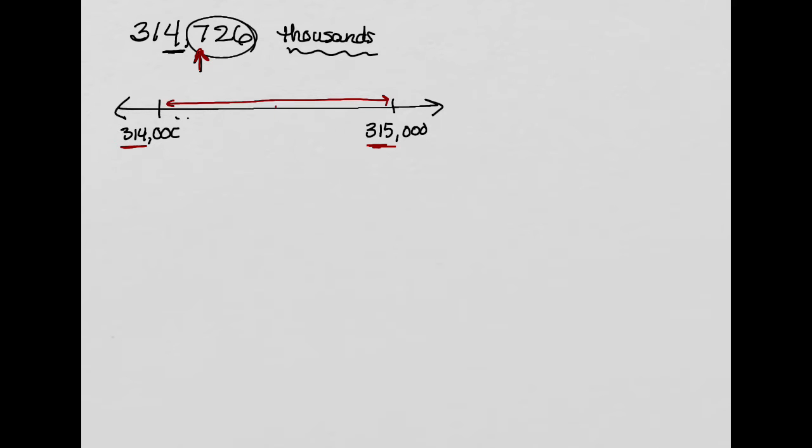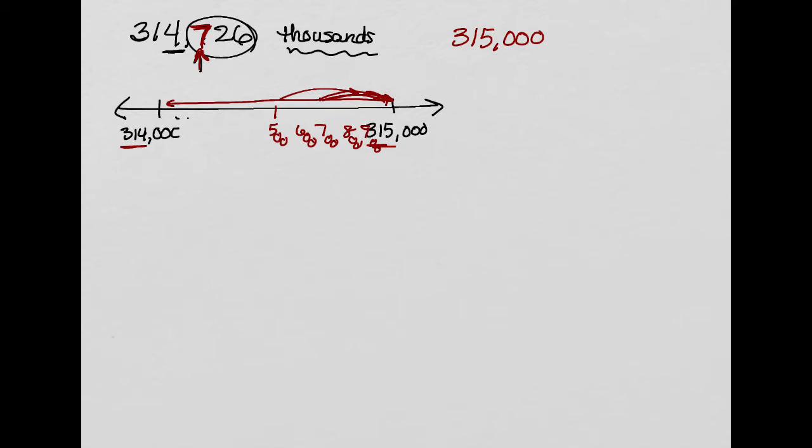If it's a 5, it's exactly halfway. And 5s just round up. So we have a 6 and a 7, an 8 and a 9. 7 is further, right? So 7 is going to round up. Now these are hundreds, by the way. So 700, 800, 900. So 700 rounds up. It's closer to the next highest number than the lowest number. So the answer to this one would be 315,000.